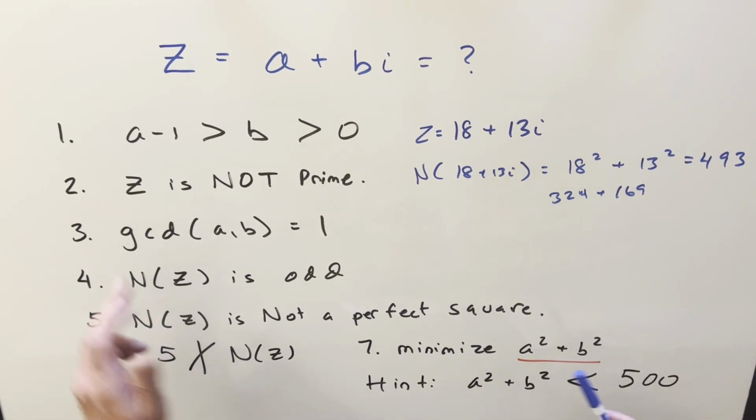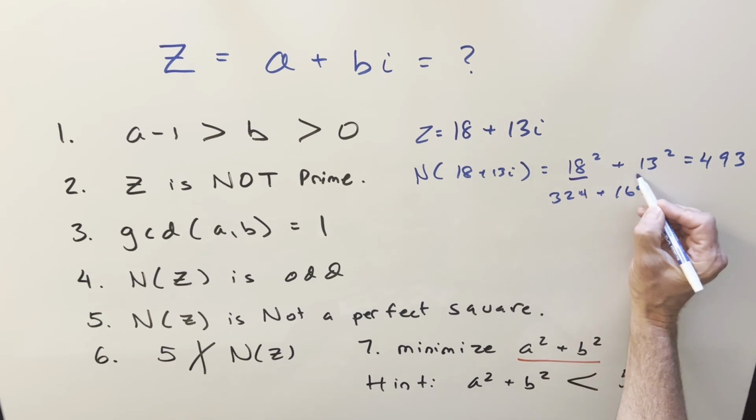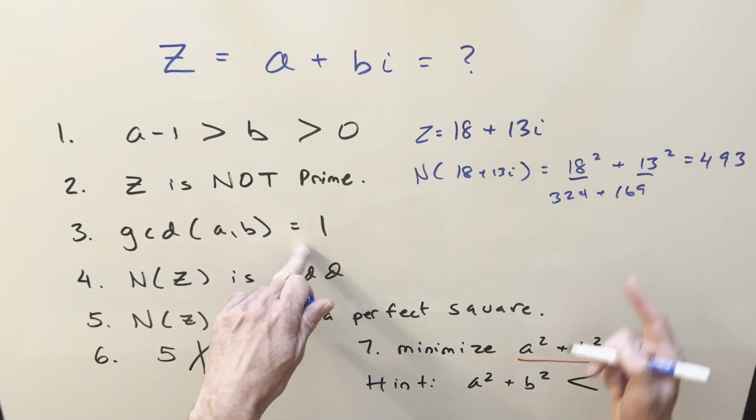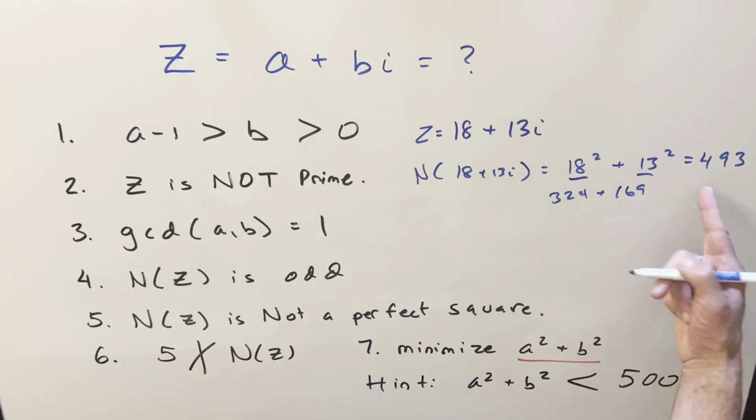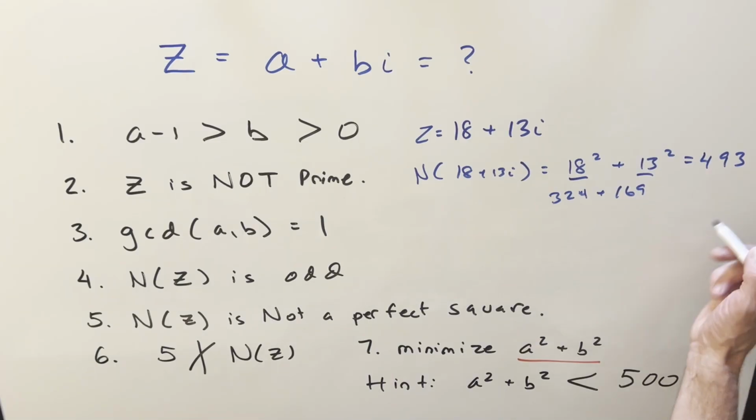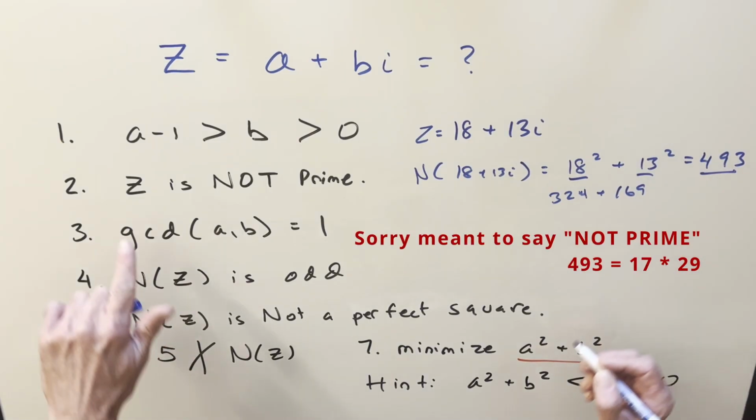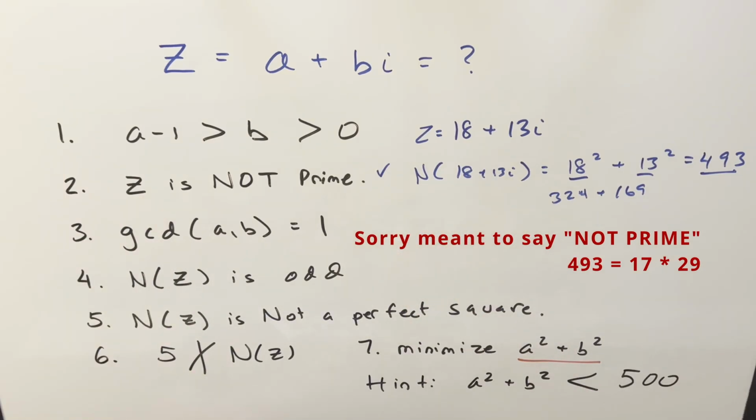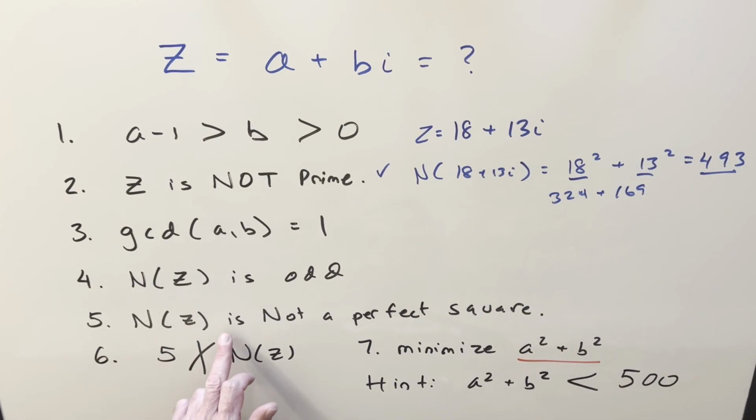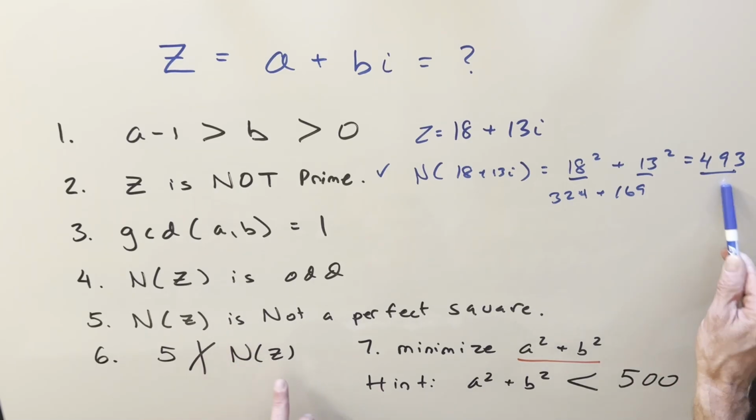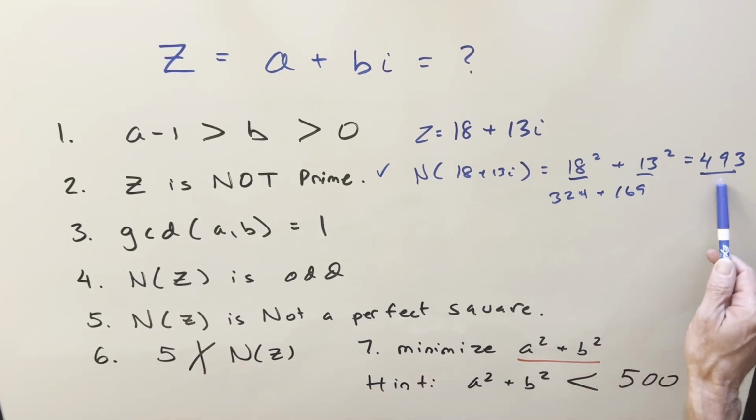We'll go through our list and check everything. The GCD of 18 and 13 is going to be 1 because 13 is prime. Now 493, I wouldn't know without checking it, but 493 is prime. So it's going to meet this criteria here. The norm is odd, 493 is odd, that's good. 493 is not a perfect square and it's not divisible by 5. 493 is less than 500.